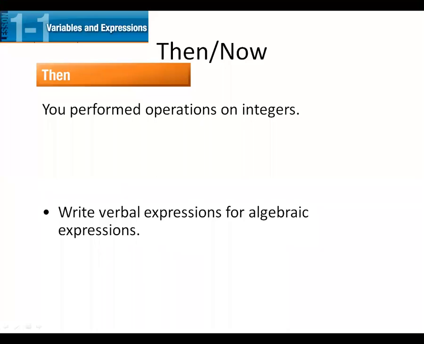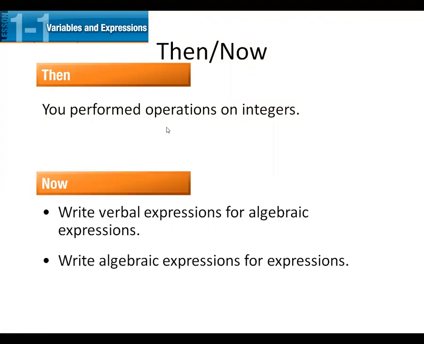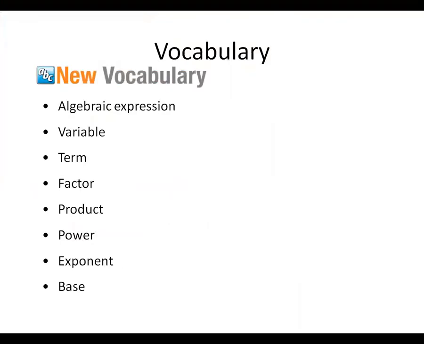All right, guys, we're going to start chapter 1 with section 1 called variables and expressions. Previously you performed operations on integers, and now you're going to write verbal expressions for algebraic expressions and write algebraic expressions for verbal expressions. Just some vocabulary before we get started: algebraic expression, variable, term, factor, product, power, exponent, and base. And we'll talk about those as they come up.